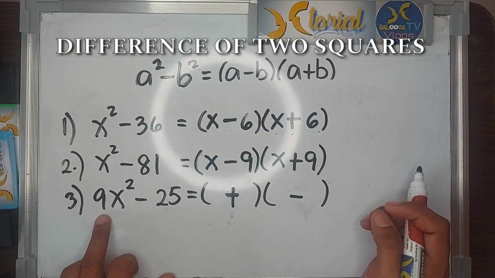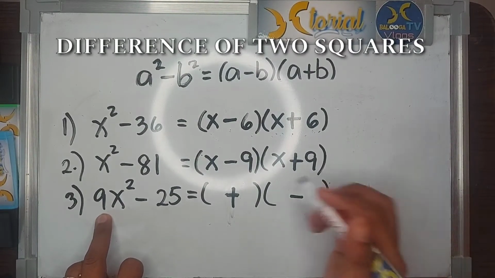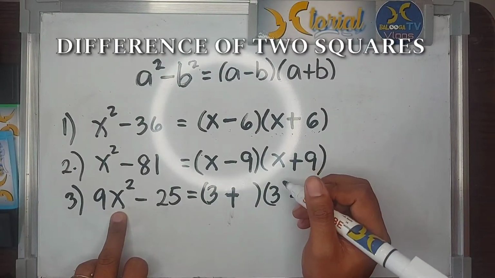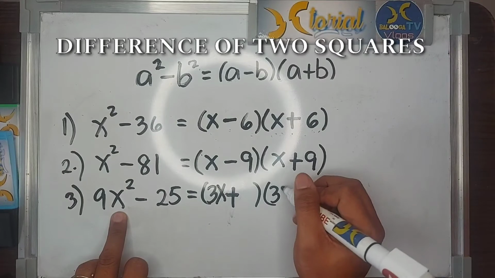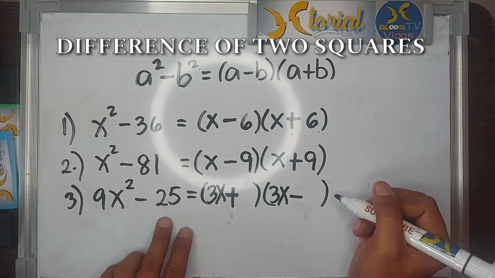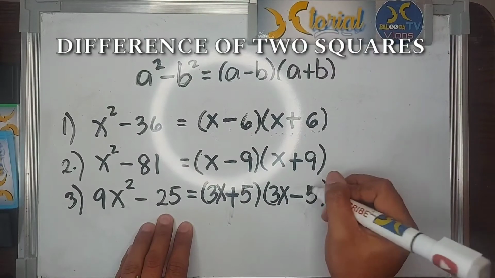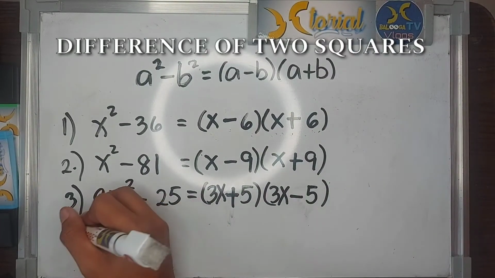So saan galing yung 9? 3 times 3. Yung x squared, x times x. So saan naman galing yung 25? 5 times 5. Ganun lamang po kasimple.